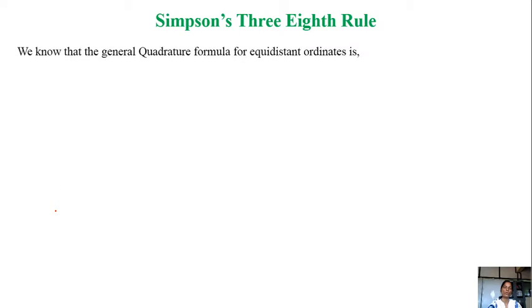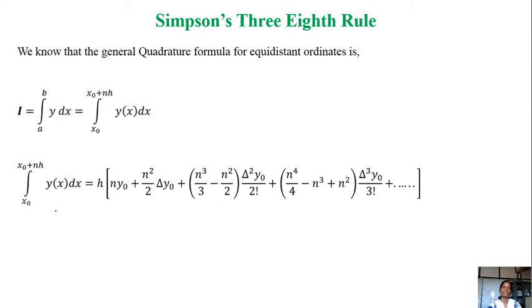So for that, you should know the general quadrature formula for equidistant ordinates. That formula is I equal to integration a to b y dx. Now the initial argument is a, and b is the final argument. So if x0 is the initial argument and x0 plus nh, where n is the number of subintervals and h is the interval of differencing, then x0 plus nh will be the final argument. So if x0 is your a and x0 plus nh is your b, then integration a to b y dx becomes integration x0 to x0 plus nh y of x dx.